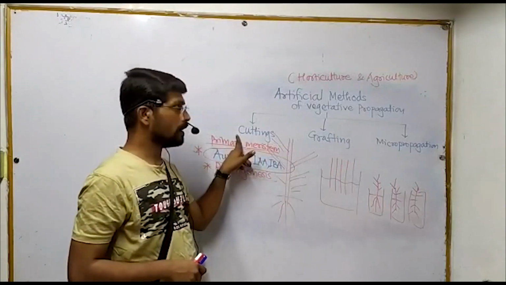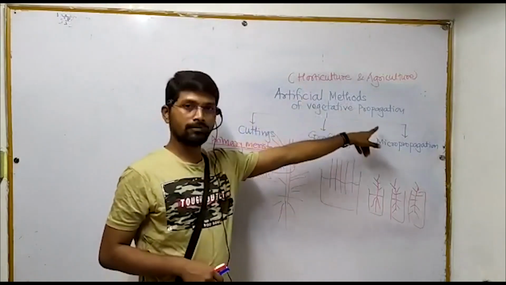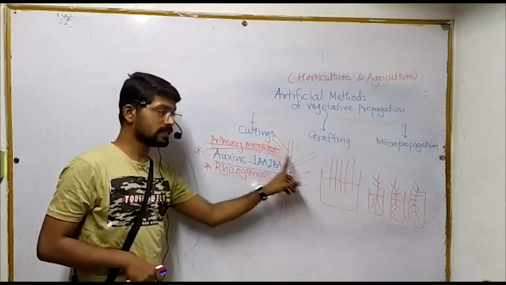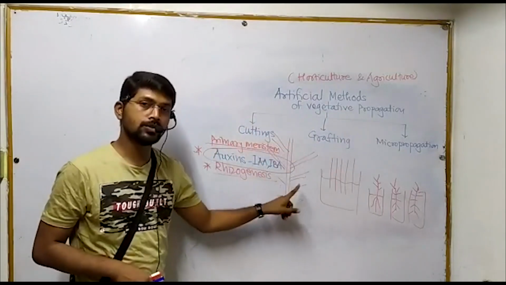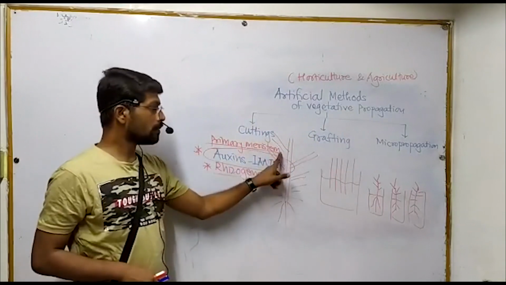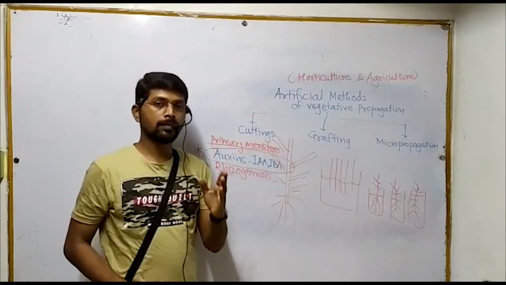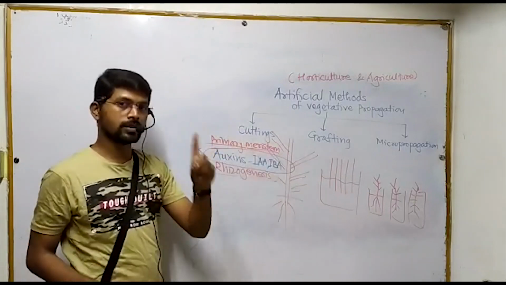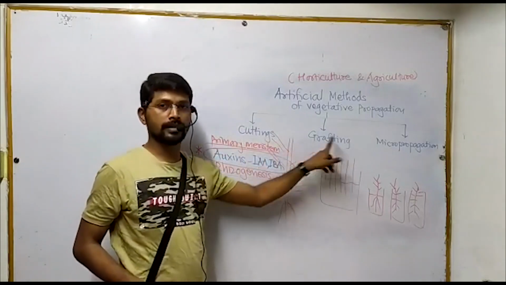This is the first part of the artificial method of vegetative propagation, and that is nothing but cutting. You have to focus on auxins because this is a very essential part. Presence of primary meristem in the cutting, that is, presence of buds, is very essential. So cuttings is the first part. Now the second part is called grafting.